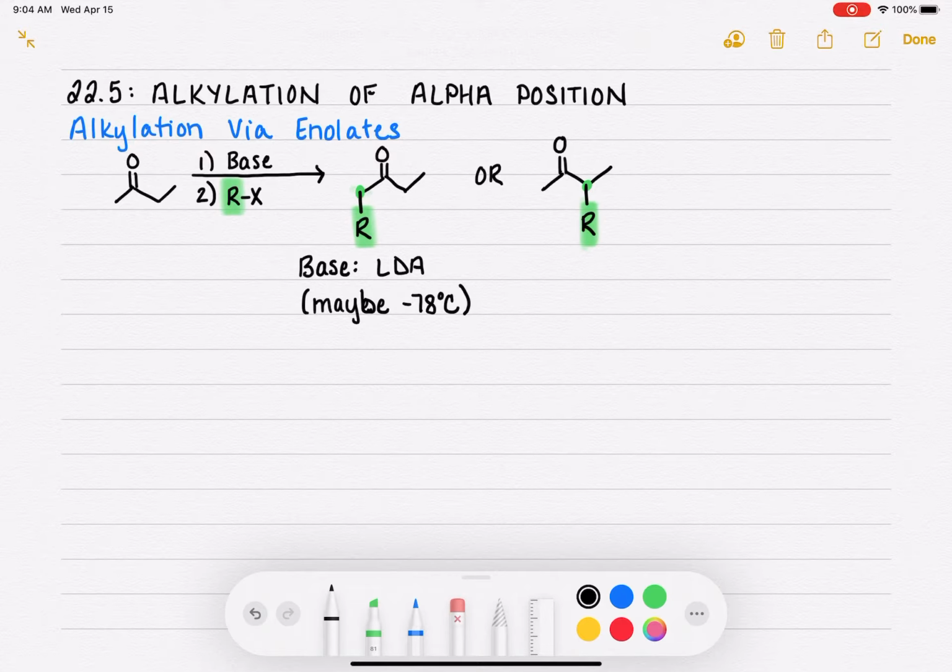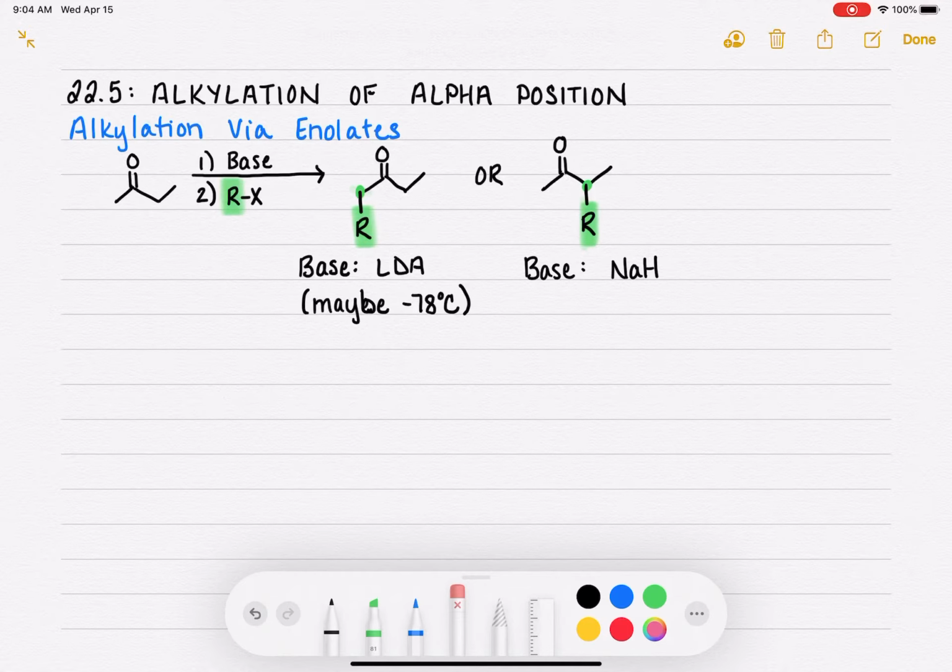If you want to put the alkyl group on the most substituted carbon, then the base that you'll use for that is sodium hydride, NaH. And that will allow deprotonation of the most substituted alpha carbon. No temperature rules for this particular reaction, so it's any temperature.